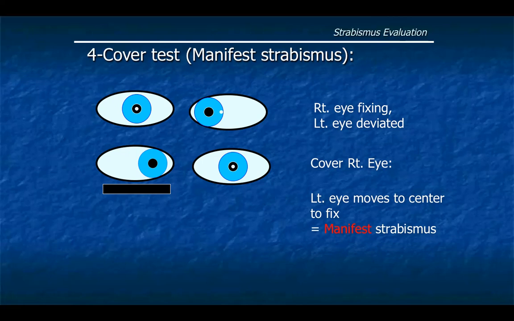And for the left eye to move outwards to reach the center to pick up fixation, the right eye has to move in the same direction. So the right eye will go in adduction or will get a convergent strabismus under the cover. So the right eye is fixing in the upper picture, the left eye is deviated. We cover the right eye, the left eye moves to the center to pick up fixation. This means there is manifest strabismus in the left eye. And we perform the test for both eyes.